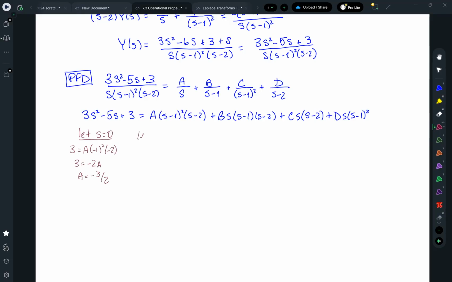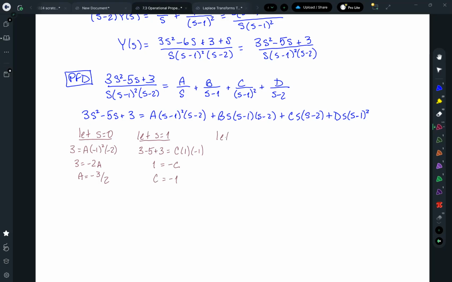Then I let s equal 1. On the left-hand side, I get 3 minus 5 plus 3. On the right-hand side, the terms with a, b, and d in them all go to 0. So I'm looking at the c term. So c times 1 times negative 1. On the left, I have 6 minus 5 is 1. That's equal to minus c. So c is a negative 1.